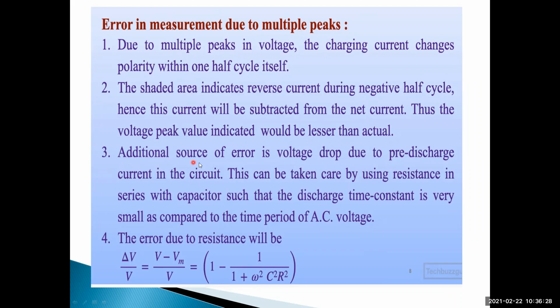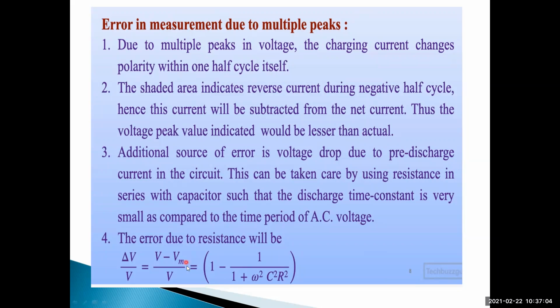Then the third one: an additional source of error is the voltage drop due to pre-discharge current in the circuit. This can be taken care of by using a resistance in series with the capacitor such that the discharge time constant is very small compared to the time period of the AC voltage. By adding some external resistance, we have to increase the time period. The error due to the resistance will be ΔV/V = (V − Vm)/V = 1 − 1/(1 + ω²C²R²). The derivation is not required; it is there in the textbooks.